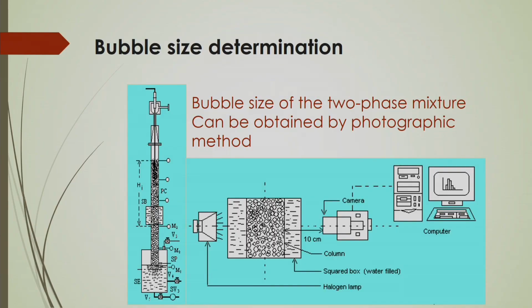Next is another important hydrodynamic characteristic called bubble size determination, or bubble size distribution. You can estimate the bubble size in the column: whenever the liquid jet enters, the bubbles are the dispersed phase and move downward. You can capture the bubbles with a high speed camera. Once you get a snapshot of the bubbles, you can analyze it with suitable image analysis software to find the size of the bubbles, and also their shape. That is also important here.